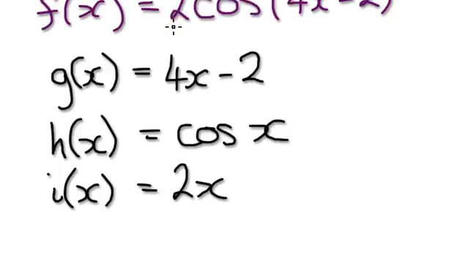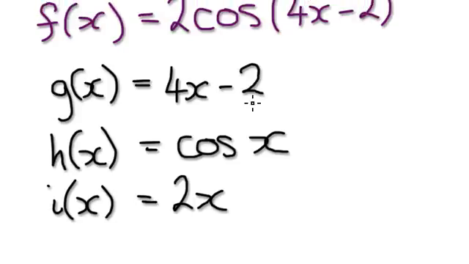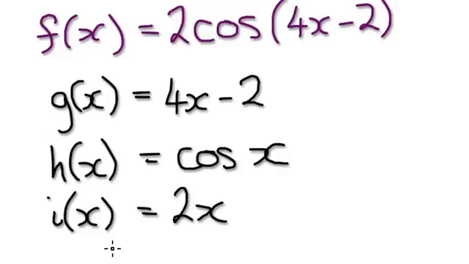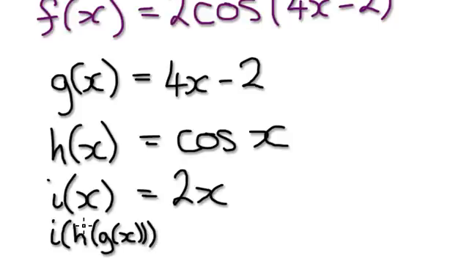So here you could have it like this. Hang on, let me think. It would be I, and then h, and then g of x. Yeah, it's just an example here. So I think that's right.